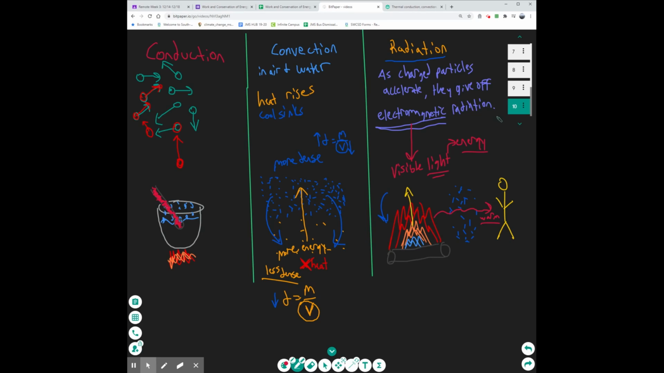And radiation is complicated, okay? We're going to talk a little bit more about what waves do later on, but this is really the basics of it, okay? So what we're going to do now is come up with some examples of each of these.